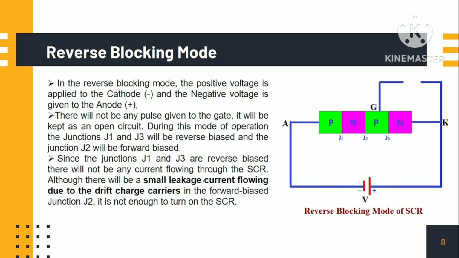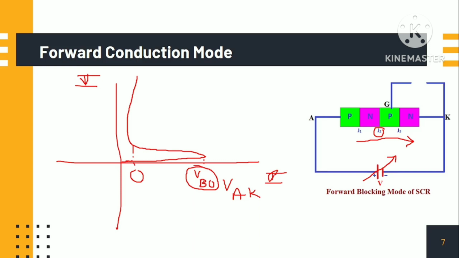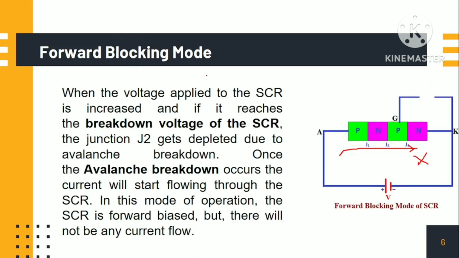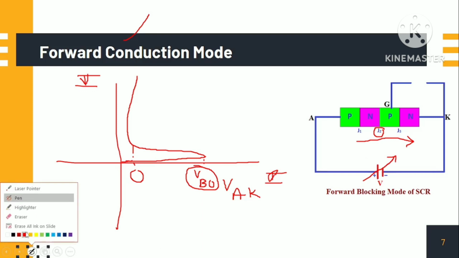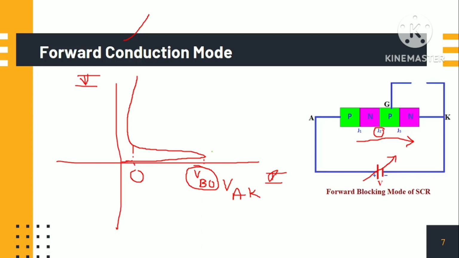And the second one is called forward conduction. When it reaches the breakover voltage, there will be a current flow, and that mode we call forward conduction. In the previous mode, the voltage is increased but there is no current flow. This area we can say is the forward blocking mode, where we don't have any current flow, and this area we can call the forward conduction mode.